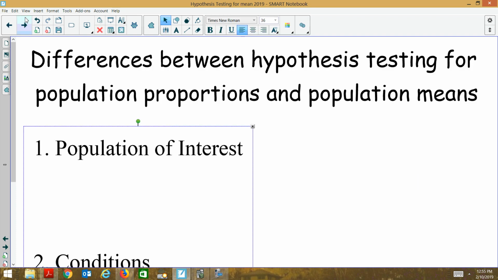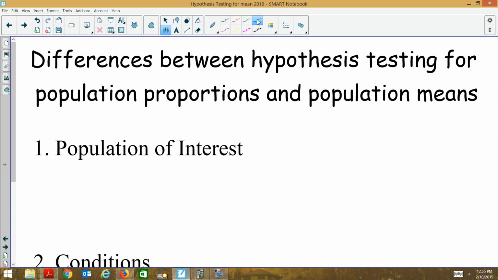I want to first talk about the differences between hypothesis testing for population proportions and population means. Essentially, these two things are very similar. A hypothesis test is a hypothesis test. The only difference is what we are studying. So there are three key differences. The first is the population of interest.